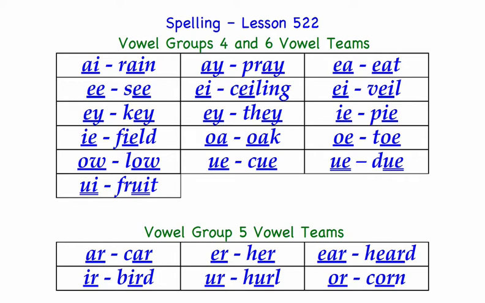Vowel group 5, a vowel plus R joined together and form a team and represent a special sound. It's not long, it's not short. AR, R, car. ER, her. EAR is a group 5 team when it's followed by a consonant sound, and that sound is as in heard. IR, bird. UR, hurl. And OR, or corn.